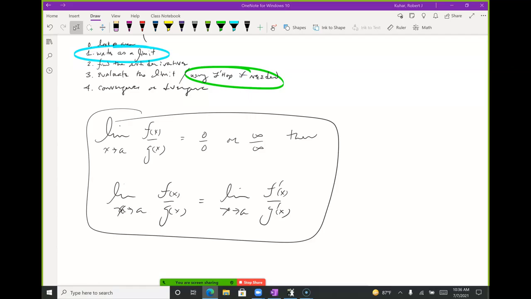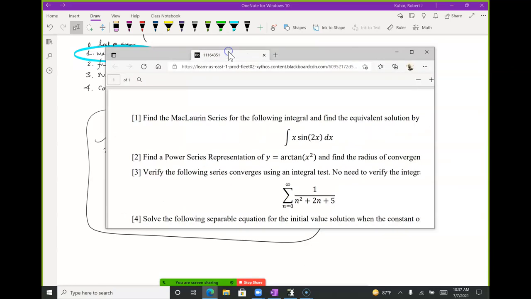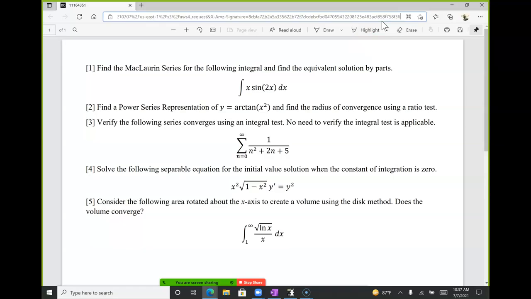It says consider the following area rotated about the x-axis to create a volume using the disk method. Does the volume converge? So I'm looking at number 5 on, I forget. Be nice if I had these labeled a little bit better, but let me just see what it's saying here in the title. This is a spring 2021. Yeah, final exam A, right? Let me just make sure. Yes. So this is a final exam A from spring 2021. So last semester.